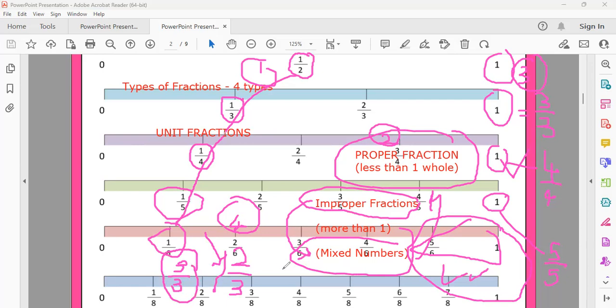Do you understand now? If I say 2 and 5/6, what is this 2? This 2 is made up of 1 plus 1. And this 1 is actually 6/6. This 1 is also 6/6. Why did I choose 6? Because here my denominator is 6.